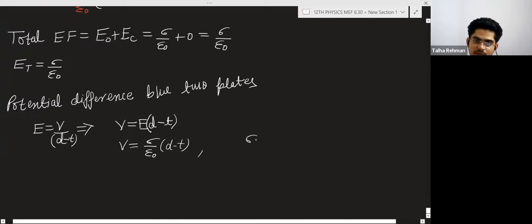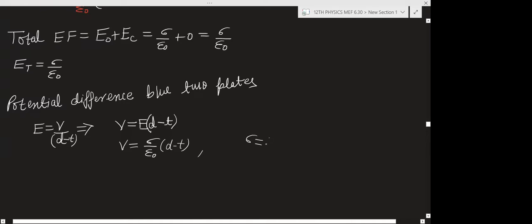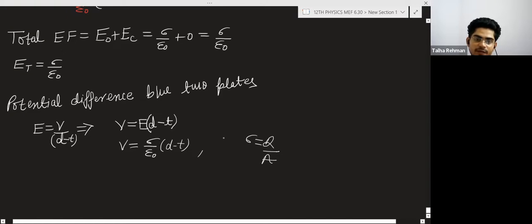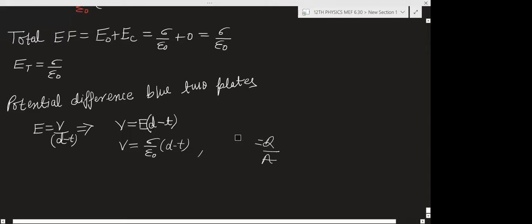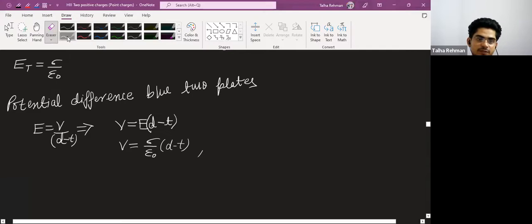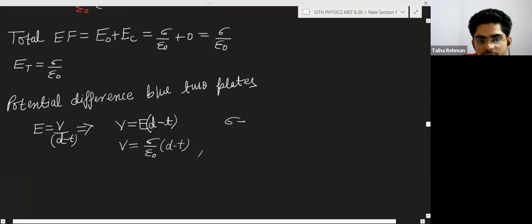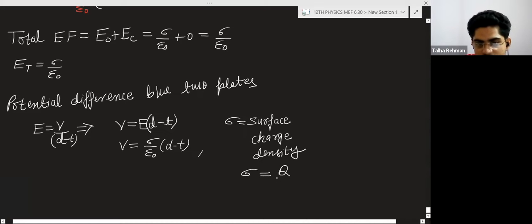And what is sigma, Hamza? Sigma is Q by A, charge per unit area. Sigma is surface charge density. So here is sigma, and sigma is surface charge density. And surface charge density sigma is given by charge upon area.